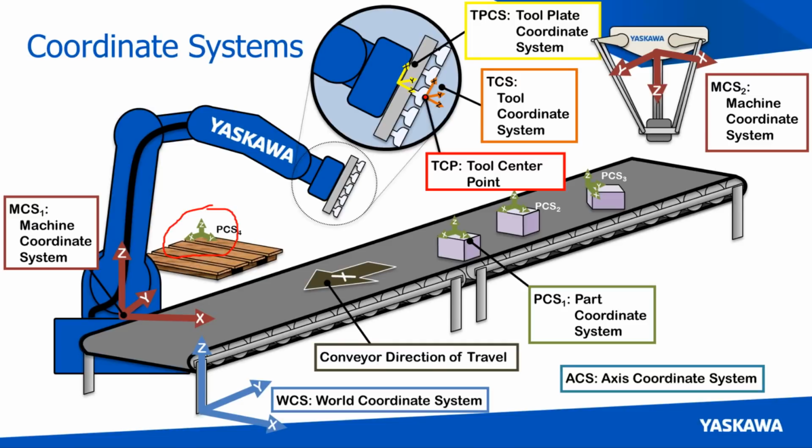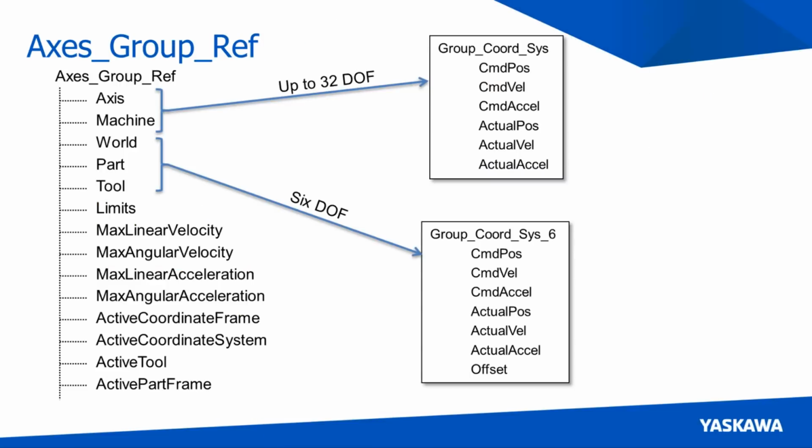One last thing that's not really a coordinate system, but that we're going to need to know in order to do conveyor tracking is, of course, the direction of travel of the conveyor. That's shown by this arrow here with the X. So where can I see all of these coordinate systems?